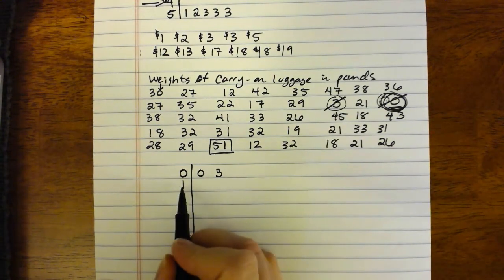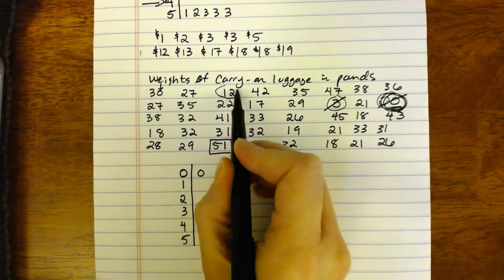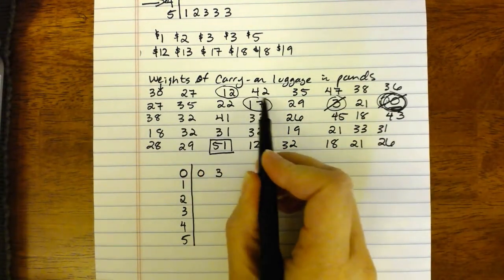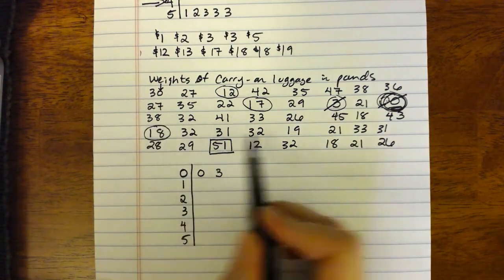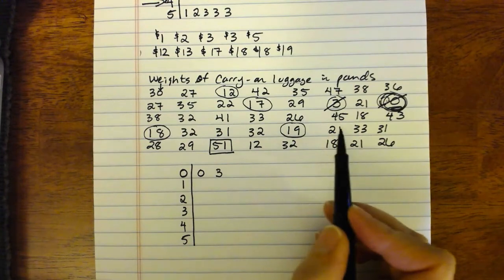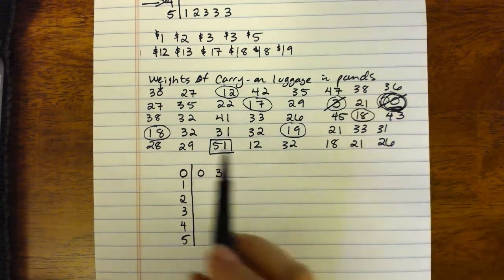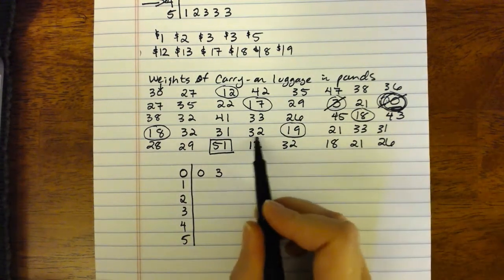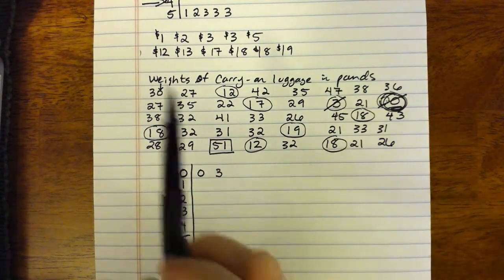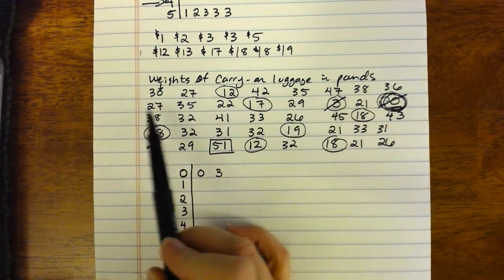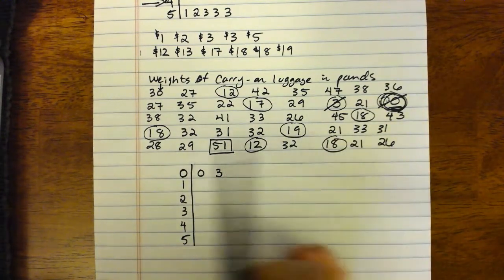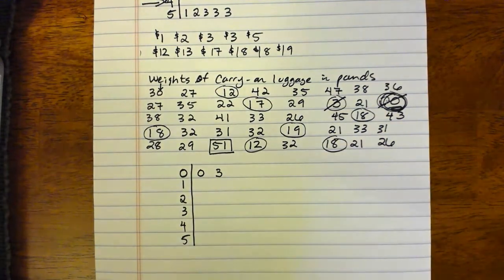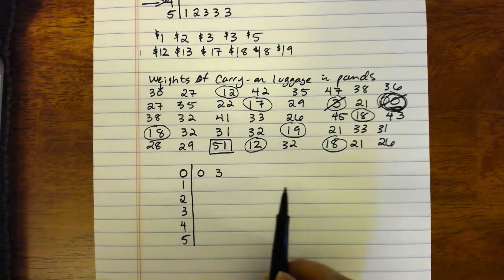Then I want my data that has stems of 1. So we've got a 12 here. We have a 17. We have an 18. A 19. Oh, here's another 18 that I missed. A 12, an 18, and I think that's it. Let me just do one more pass through here. Yep, that's it. So we want to put those leaves in here in numeric order.